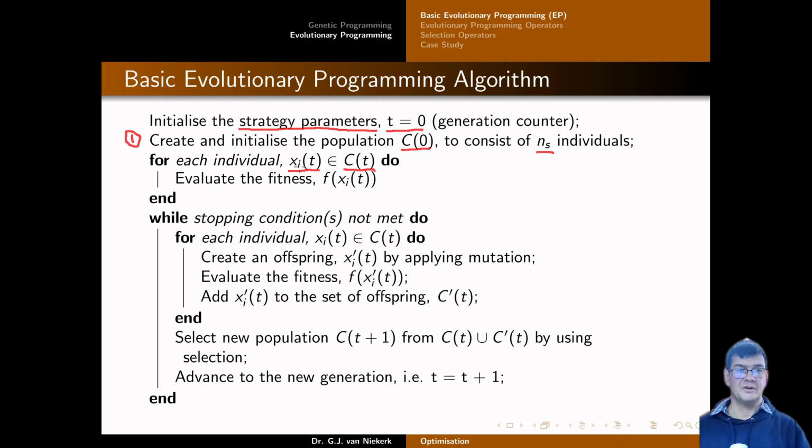Then for each individual x_i(t), which is a member of this population, where t is 0, in other words, this is the first iterator that iterates through the population, we calculate the fitness of that individual. So f is the fitness function. Calculate the fitness of that individual. So now we know how fit each of them are.